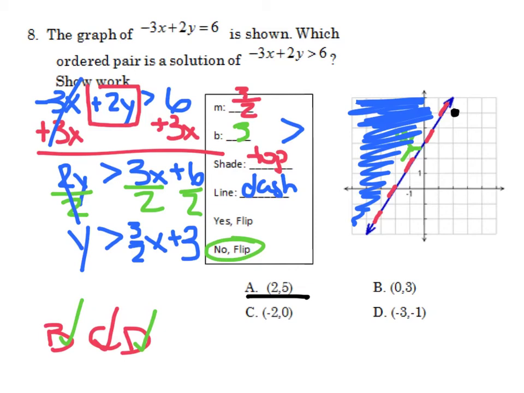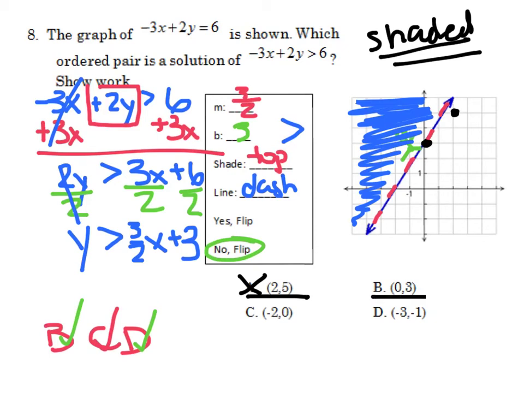Well, where do we find solutions? Remember, we only find solutions on solid lines, which we don't have, so the only place we can find a solution is in the shaded area. Is that in the shaded area? No. Now B, 0, 1, 2, 3. 0, 3 is on the line, but the line is dashed, so therefore that's not a solution. It has to be solid. Let's look at the next point.